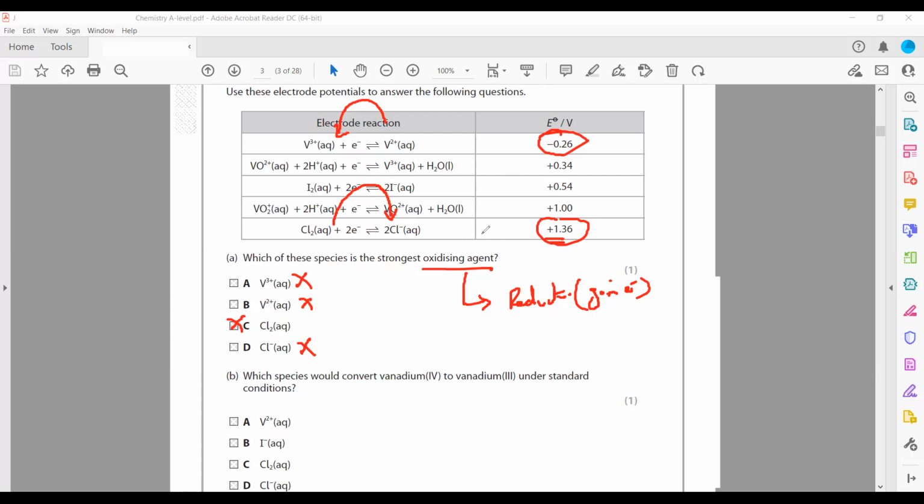And which species would convert vanadium 4+ to vanadium 3+ under standard conditions? So we want to convert vanadium 4+ into vanadium 3+.